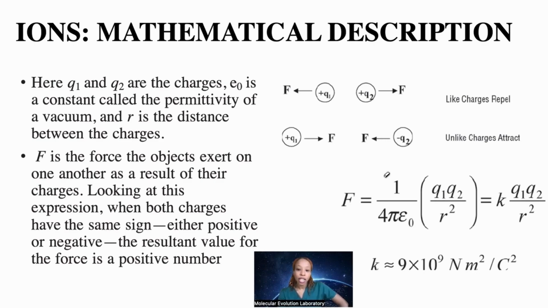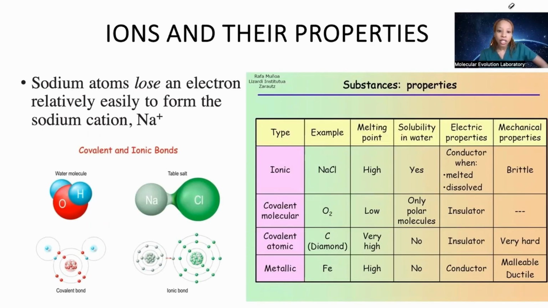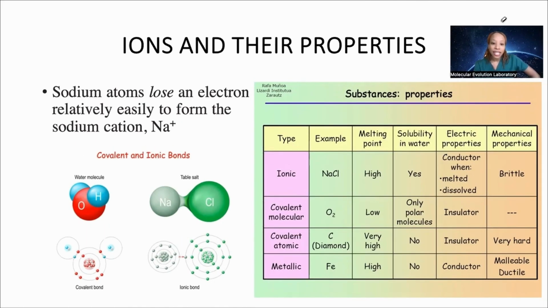So this is basically looking at the force between the atoms. F is the force the object exerts on another as a result of their charges. Looking at this expression, when both charges have the same sign, either positive or negative, the resultant value for force is a positive number. A sodium atom loses an electron relatively easily to form a sodium cation.